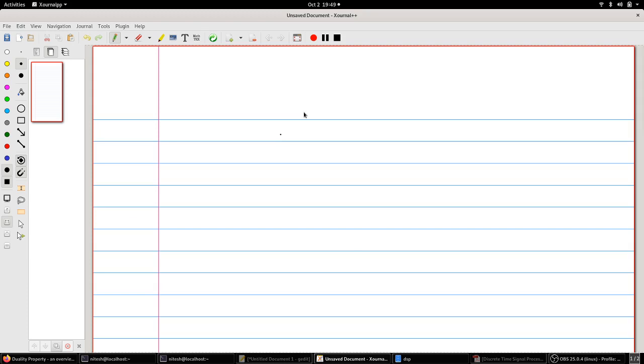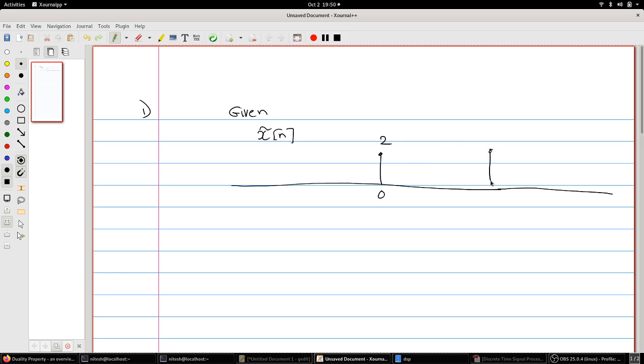Okay, so let's look at a problem with the discrete Fourier series. Given, let's assume that there is a periodic waveform x tilde of n which is looking something like this, where this value is 0, this is N, this is 2N, and here minus N, and so on.